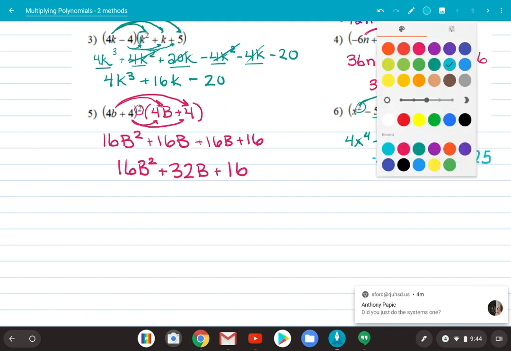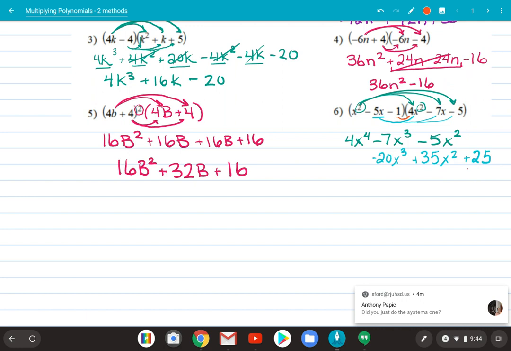And then the last one, -1 times everything. And -1 times 4x squared, it's just going to be, oh, I forgot an x right there. Sorry, you guys. It happens. So -4x squared, -1 times -7, and then plus 5.